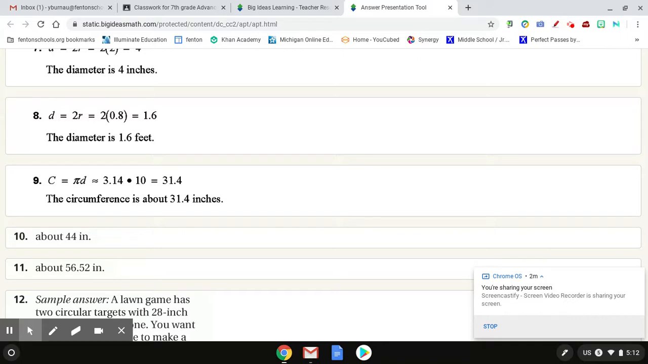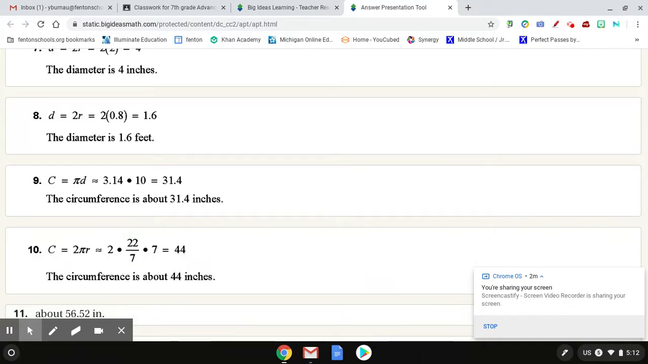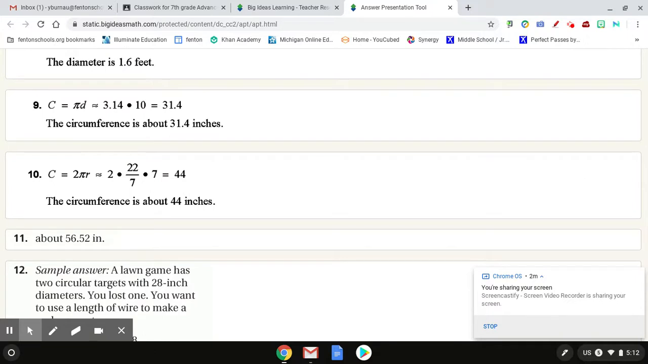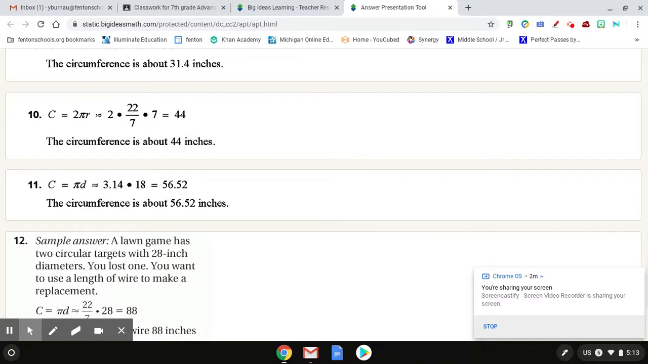So number 10 is 44 inches. And notice they used for number 10 the approximation of pi that is a fraction, 22/7. So when you use 22/7, you would get 44 inches. All right, 11, 56.52 inches is the circumference.